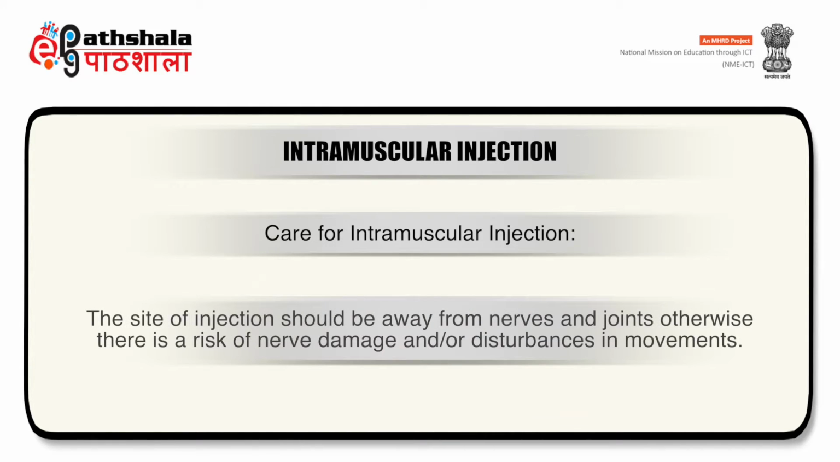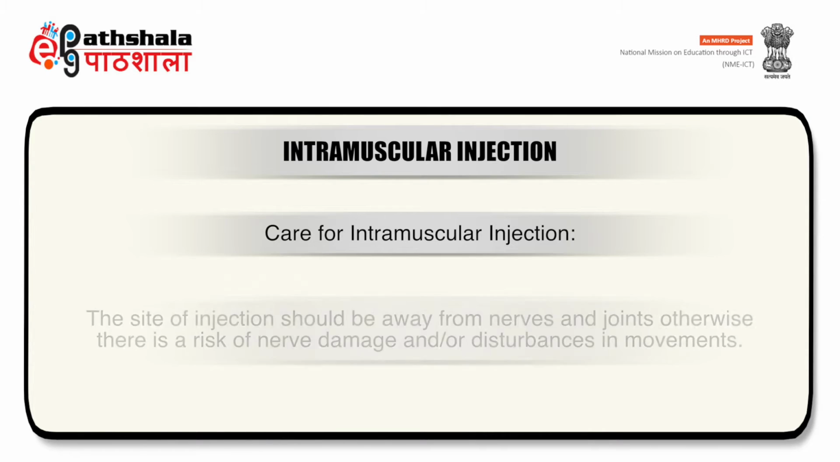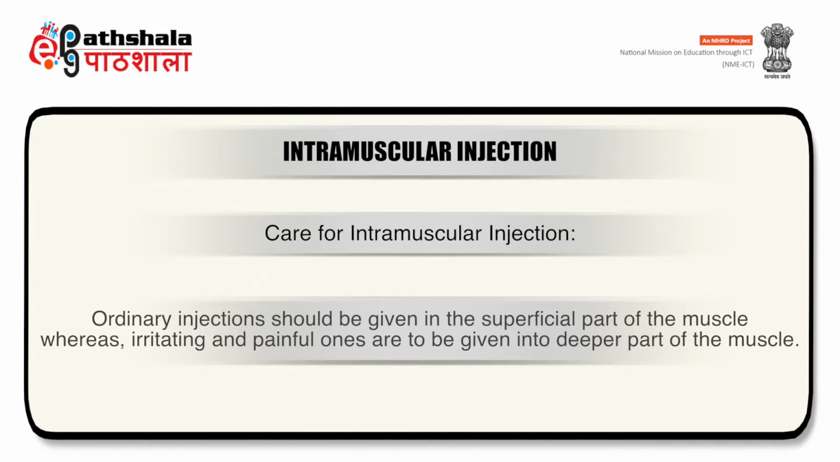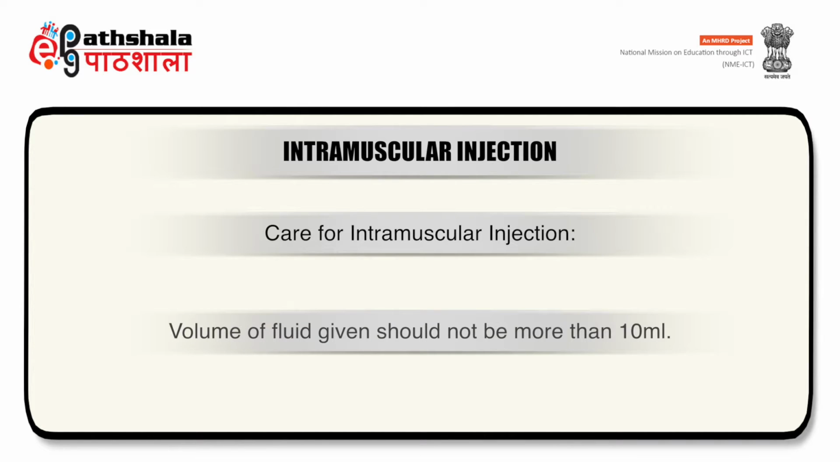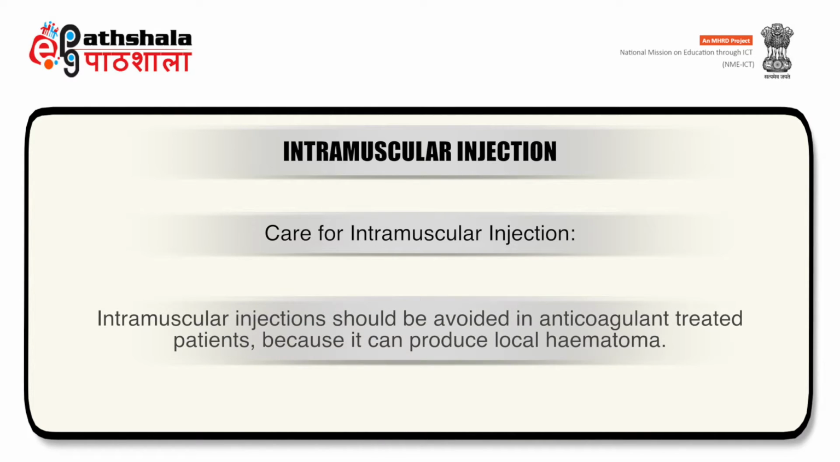The site of injection should be away from nerves and joints, otherwise there is a risk of nerve damage or disturbances in the movement. Ordinary injection should be given in superficial part of the muscle, whereas irritating and painful ones are to be given into the deeper part of the muscle. Volume of fluid should not be more than 10 ml. Intramuscular injection should be avoided in anticoagulant treated patients because it can cause local hematoma.